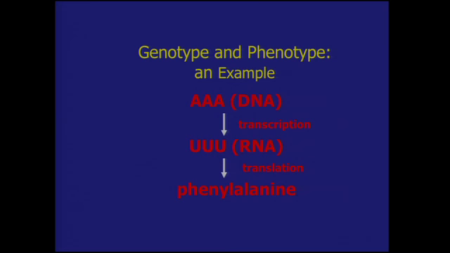And here we have a specific example. AAA in the DNA gives rise to UUU in the RNA. These are called complementary bases. And this process is called transcription. And this process from RNA to protein is called translation. And that's an amino acid. That's one naturally occurring amino acid, phenylalanine.